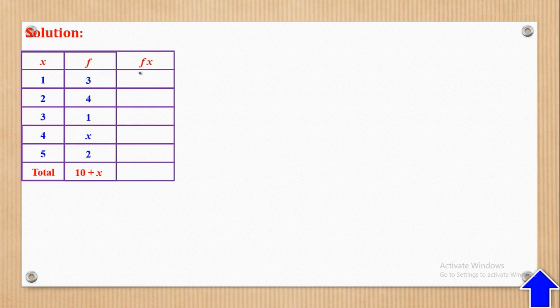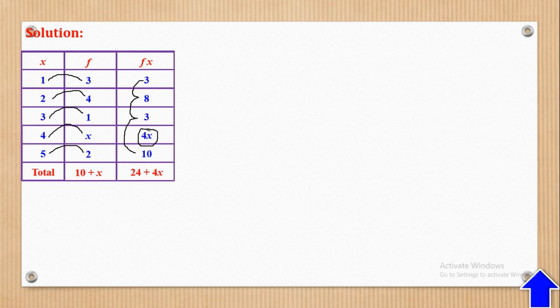The next will be the values of fx. Now values of fx means we multiply x value with f value. So 1 by 3 will give you 3, 2 by 4 will give you 8, 3 by 1 will give you 3, 4 by x will give you 4x, 5 by 2 will give you 10. So next we shall add. Now 3 plus 8 is 11, 11 plus 3 is 14, 14 plus 10 is 24. So the total will be 24 plus 4x, which is here.